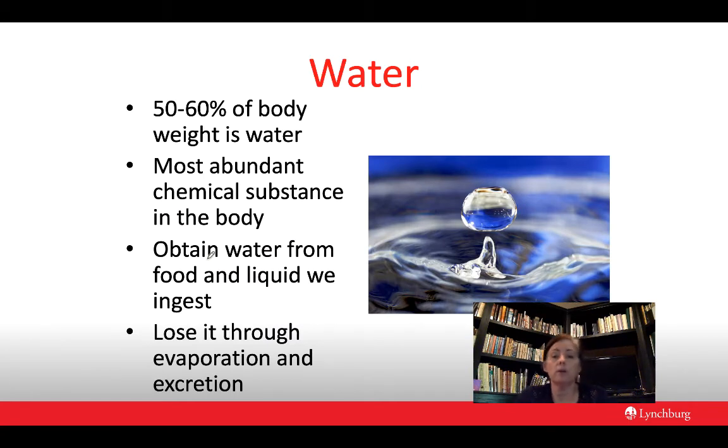Water. Water is very important. Our body is mostly water. It accounts for about 50 to 60% of our total body weight, and water is actually the most abundant chemical in our body. We are able to obtain water through the food that we eat and the liquid that we drink. However, our body is constantly losing water through either evaporation on our skin or through excretion through the urinary or digestive tract.